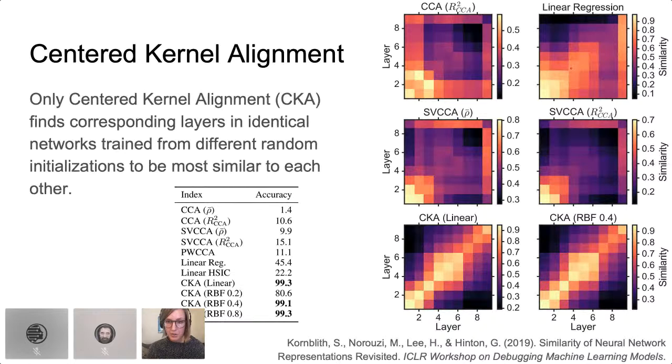So I think that this result is actually really important for neuroscience analysis because we are often trying to make these claims of a shared representational hierarchy. But if linear regression can't even show that corresponding layers of two identical networks are similar, how can we trust it to show that a biological sensory pathway maps onto a neural network model?